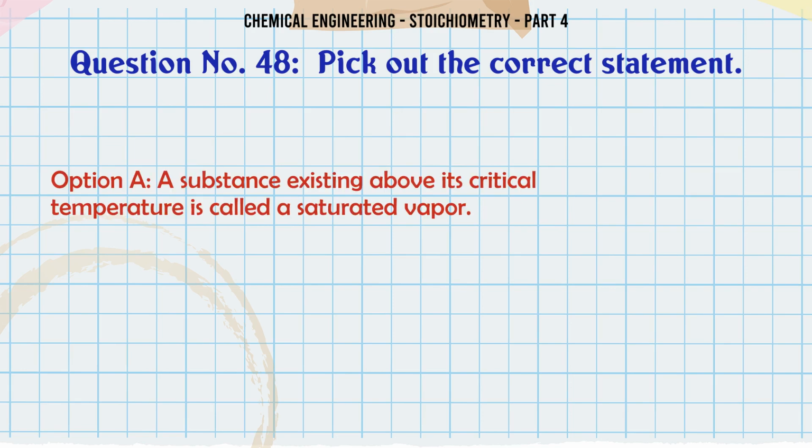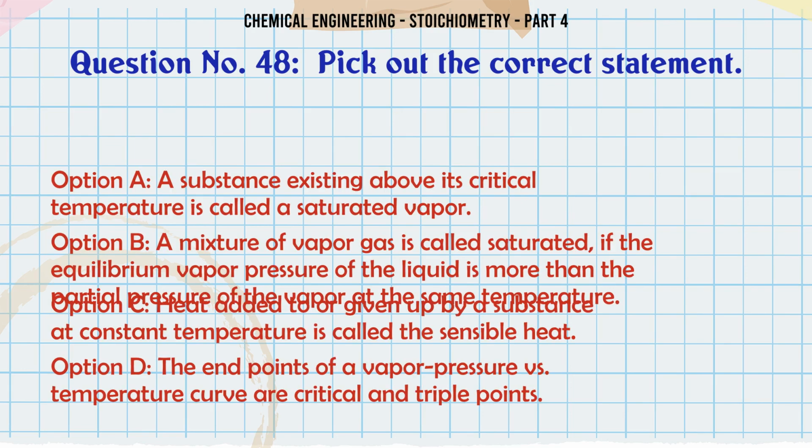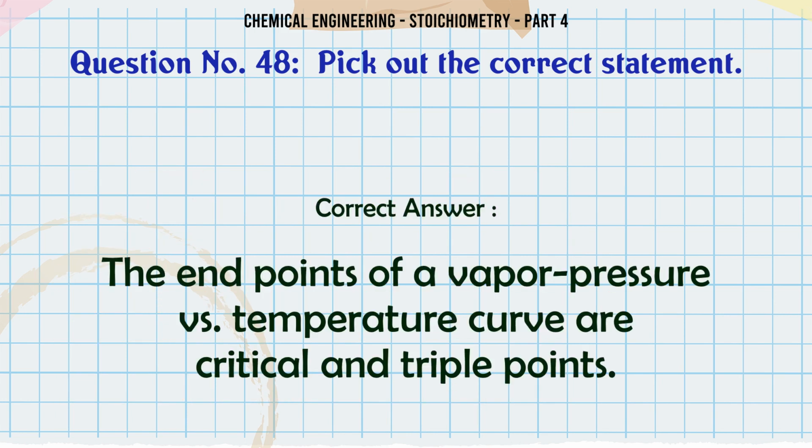Pick out the correct statement. A substance existing above its critical temperature is called a saturated vapour. B a mixture of vapour and gas is called saturated if the equilibrium vapour pressure of the liquid is more than the partial pressure of the vapour at the same temperature. C heat added to or given up by a substance at constant temperature is called the sensible heat. D the endpoints of a vapour pressure versus temperature curve are critical and triple points. The correct answer is the endpoints of a vapour pressure versus temperature curve are critical and triple points.